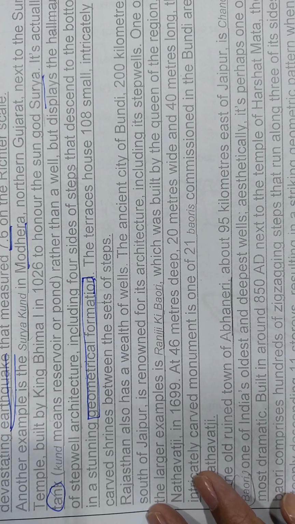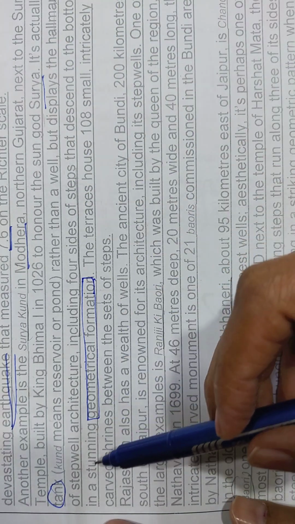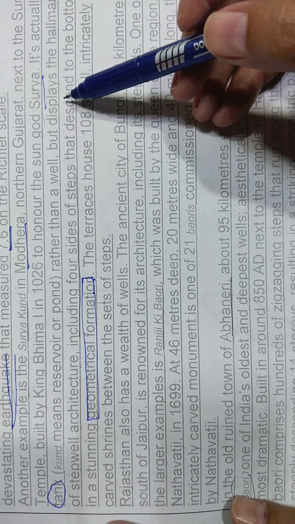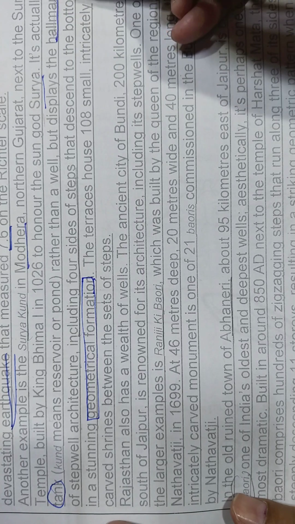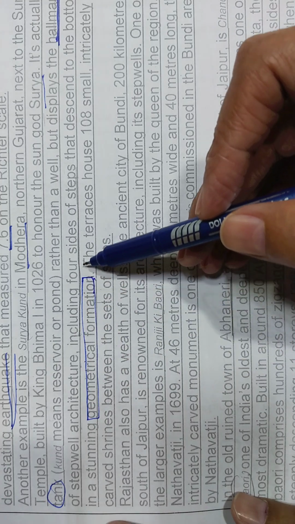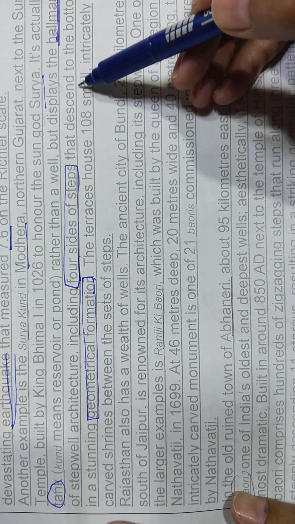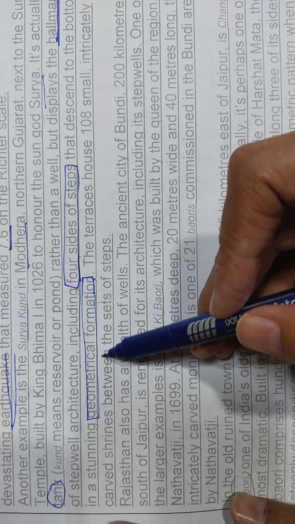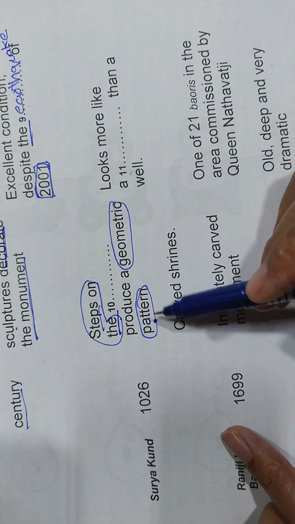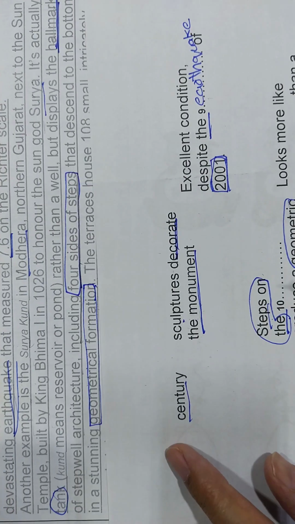So let's read this again. It's actually a tank rather than a well, but displays the hallmark of stepwell architecture, including four sides of steps that descend to the bottom in a stunning geometrical formation. So the geometrical formation is there, produce, and steps on the dash. So where are the steps?